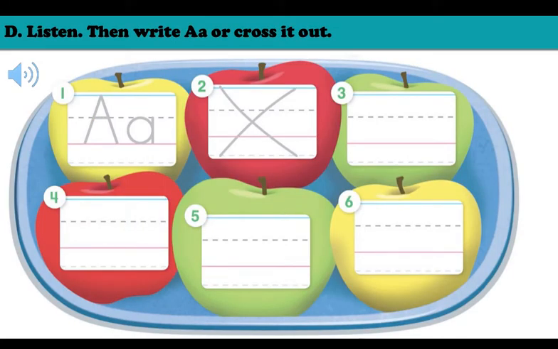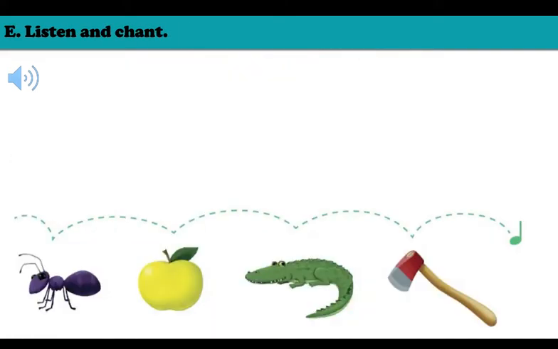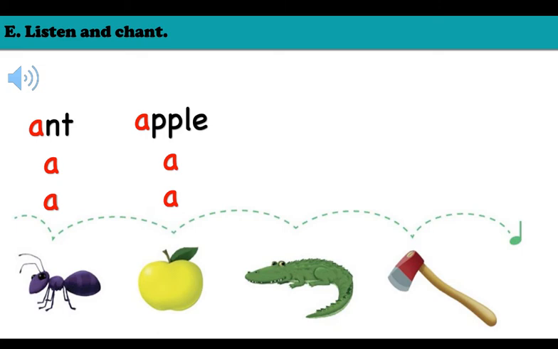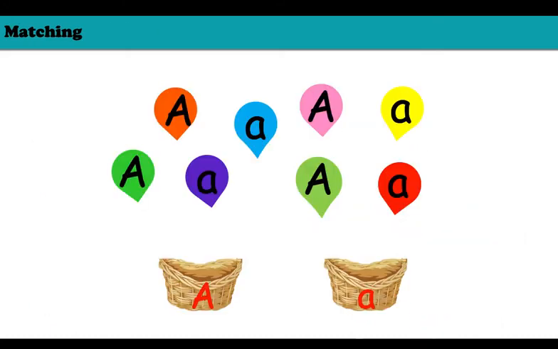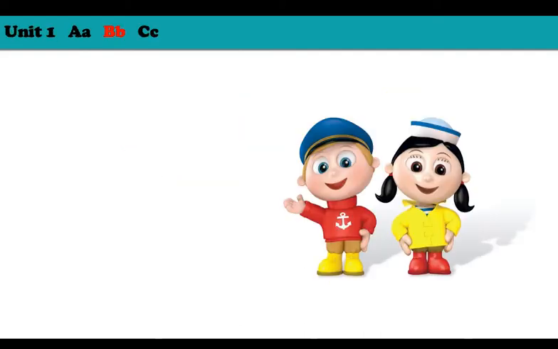Now we have activities. There are different kind of activities. We also have the chant. And this chant, it goes like ant, ant, apple, apple. Alligator, alligator. Axe, axe. Then we have a game. So they have to match the small letter with a small letter and the big letter with a big letter.